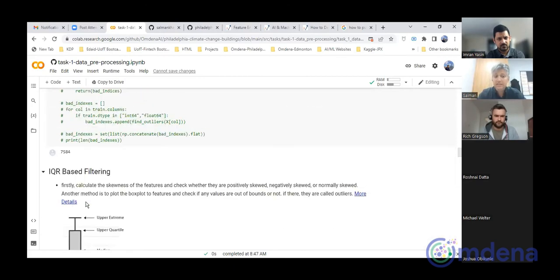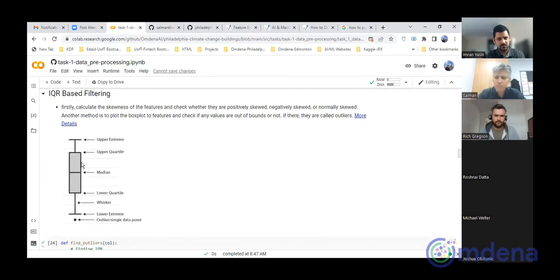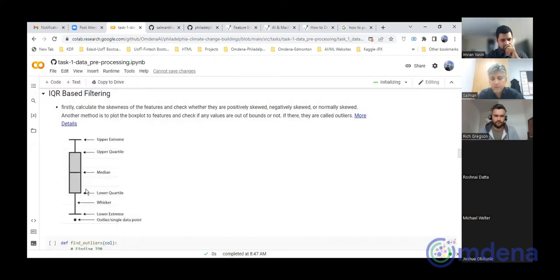What I did is base it on the IQR, the interquartile range. When you plot a box plot, it gives you whiskers, and these whiskers are about 1.5 times the interquartile range. What is the interquartile range? It is the distance between the third quartile and the first quartile. Anything beyond 1.5 times that, plus and minus, is what gives you the whiskers. So we can drop the values which are outside that 1.5 range. That is what I did.